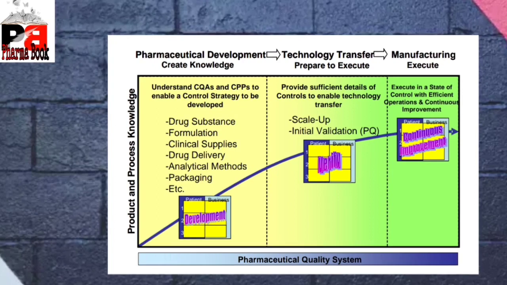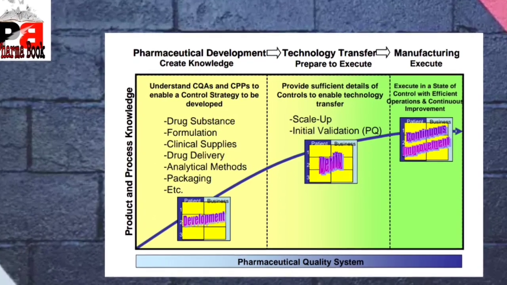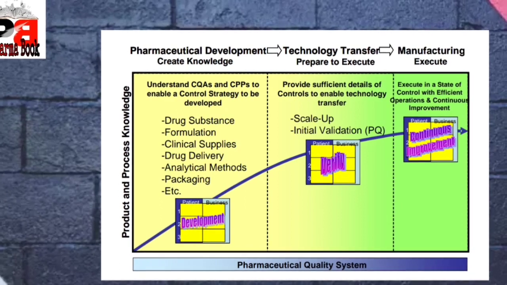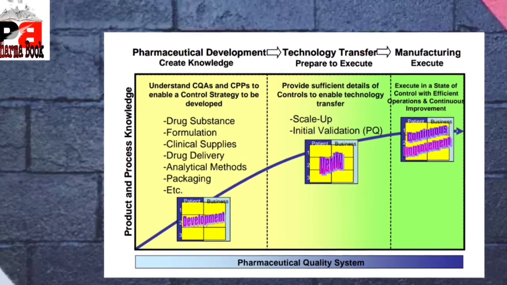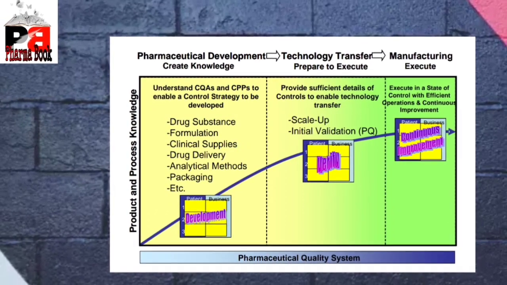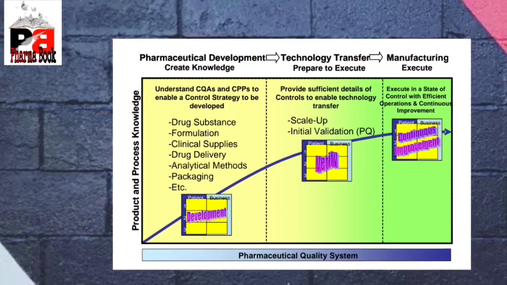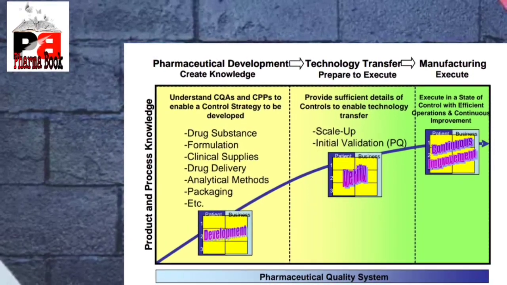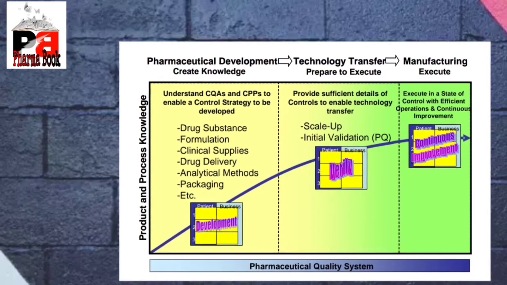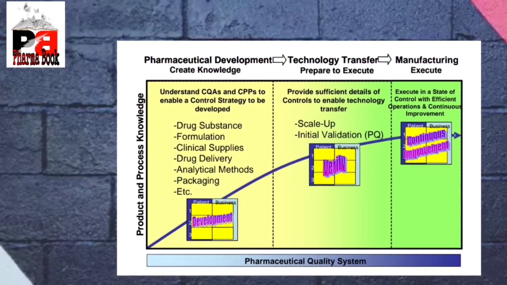If you are developing a new drug delivery system, the developer should understand the drug substance, formulation type, drug delivery system, whether analytical methods are available or not, and the packaging system. After getting the process knowledge from the lab scale, the process shall be transferred for execution.